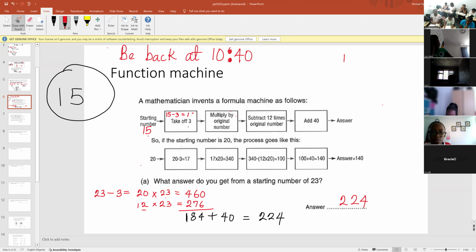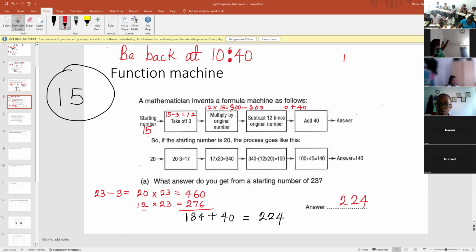12 times 15 is 300. Multiply by original number. So that is 12 times the original number 15, which is 300. So what's the next thing? You do 300 minus 15 times 12, which is 300, so that is 0. And then 0 plus 40 is 40. So the answer is 40. How many of you got 40?